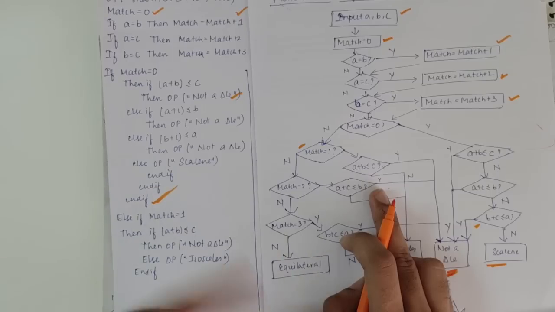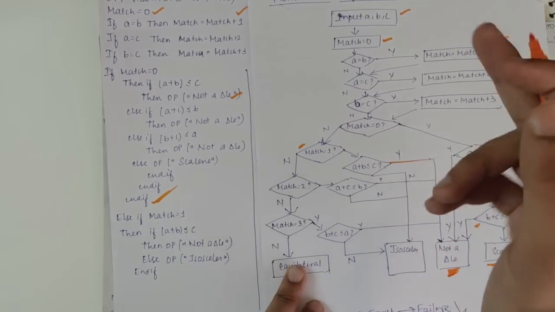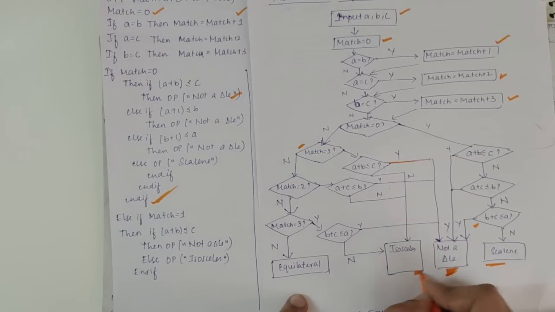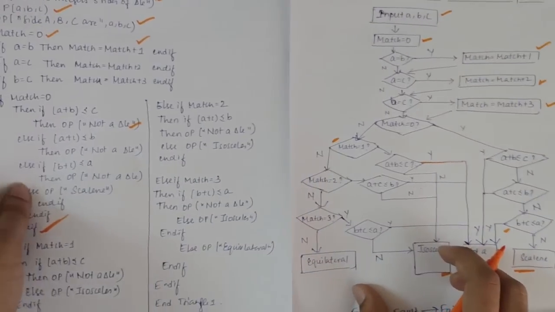If this condition is satisfied, then it is not a triangle. I came to not a triangle here. If it fails, then it is isosceles. I came to isosceles. End if. This part is ended. Next, I'll move on to the other side.